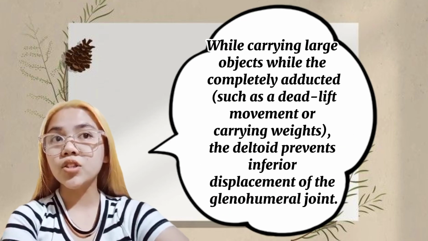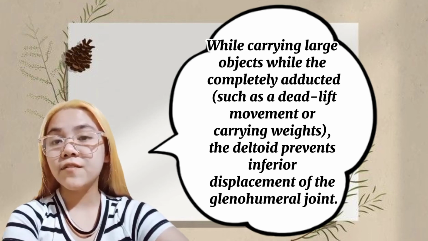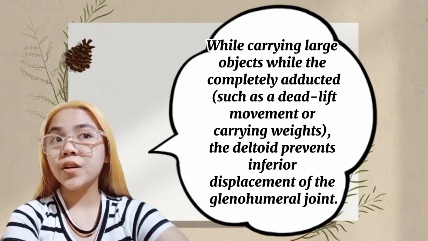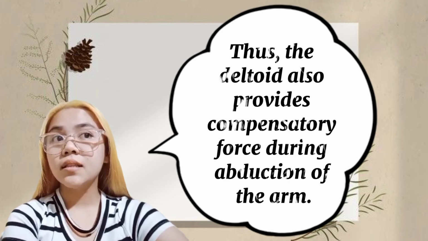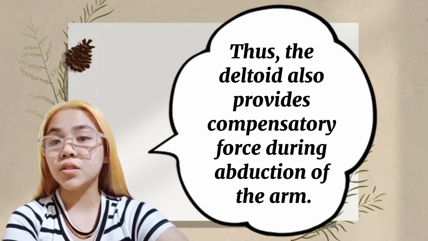While carrying large objects with the arm completely adducted, such as in a deadlift movement or carrying weights, the deltoid prevents inferior displacement of the glenohumeral joint. Thus, the deltoid also provides compensatory force during abduction of the arm.